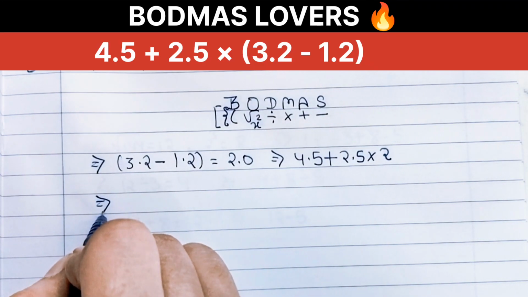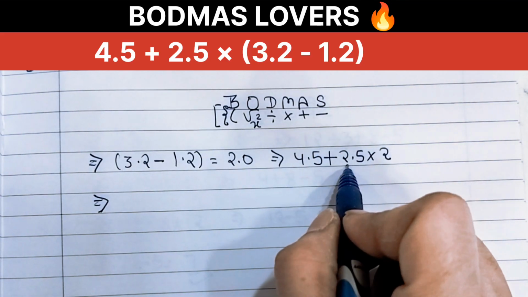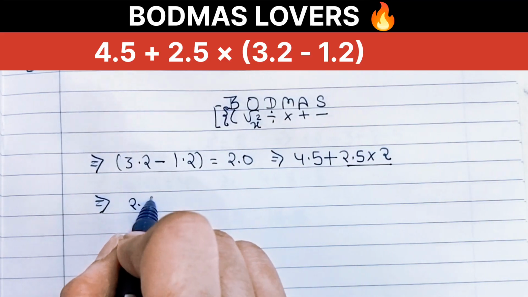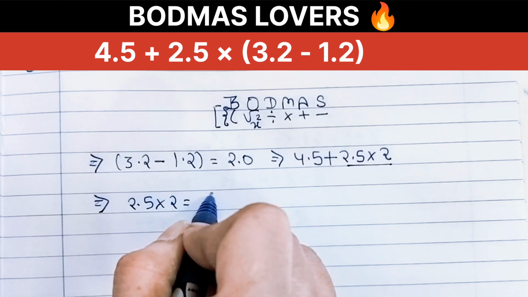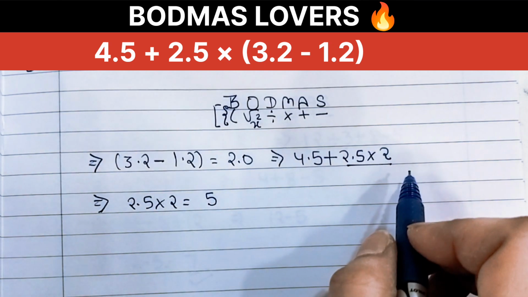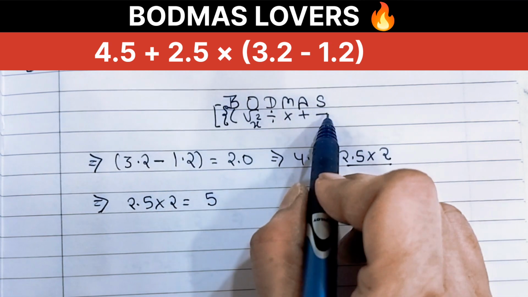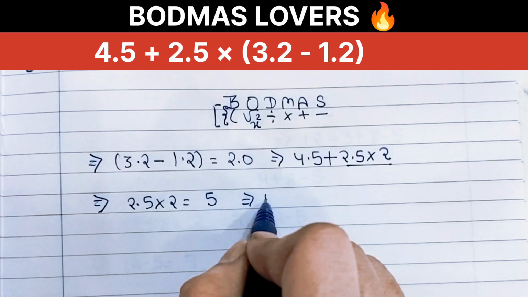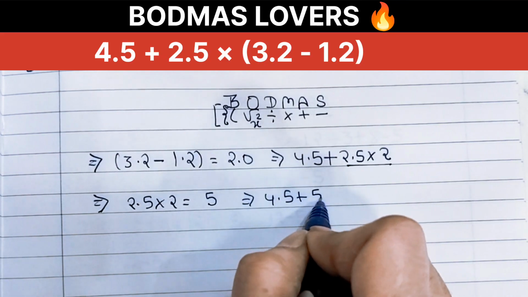Move to the next step, multiplication. Now multiply the numbers, which is 2.5 multiplied by 2. We'll get 5. According to this step, multiplication takes priority over addition, and now the current expression becomes 4.5 plus 5.